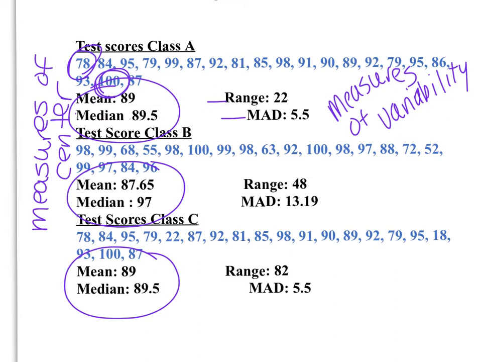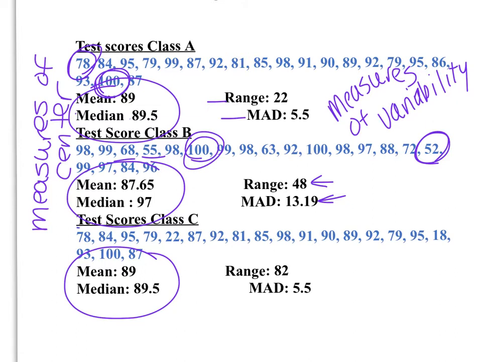Now in this next set of test scores, there is a much bigger range. We have a range of 48 because the highest test score was 100. It goes all the way down to the lowest test score of 52. And you can see there's a lot of variability in the test scores. We have students in the 50s, 60s, the 70s, the 80s, the 90s. There's a lot of variability. So there's a high range, and there's also a much higher mean absolute deviation in the test scores. There's more variability in our data.